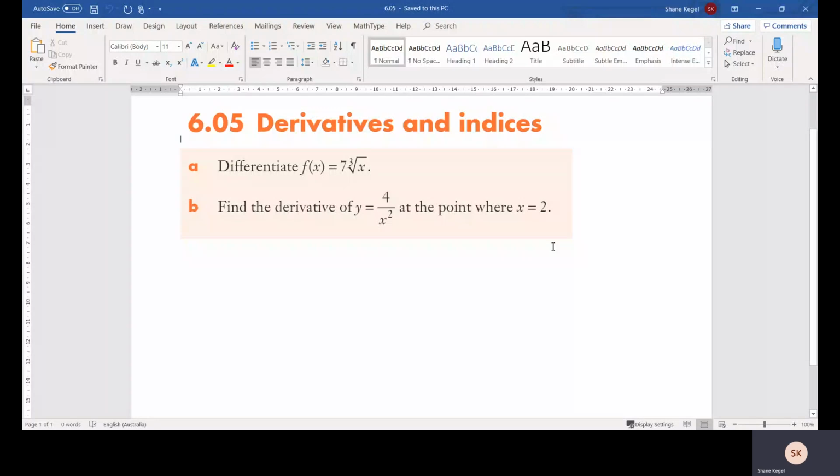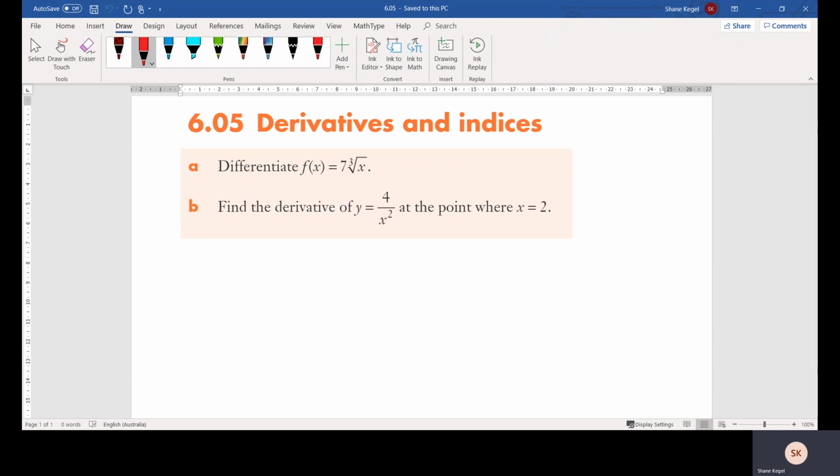Okay, looking at derivatives and indices. So in this exercise, there is no new learning. All that we need to do is use our knowledge of indices that we learned way back at the start of last term.